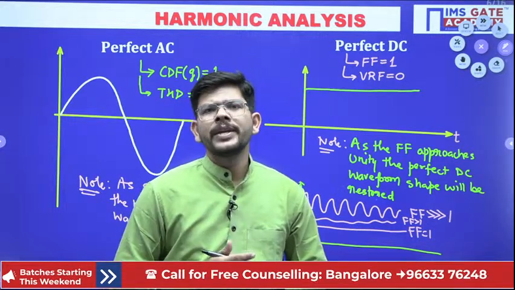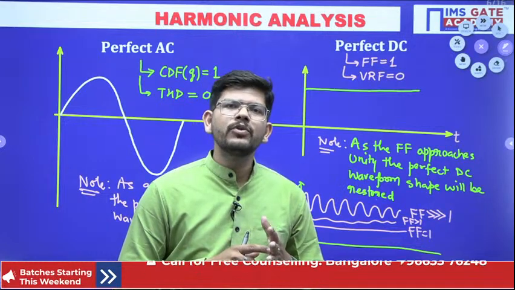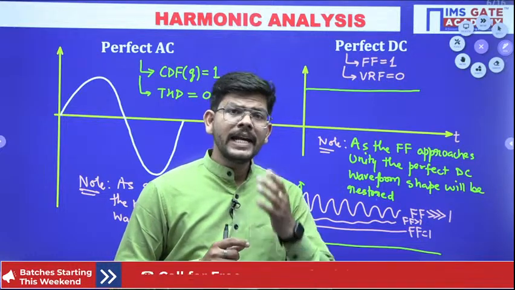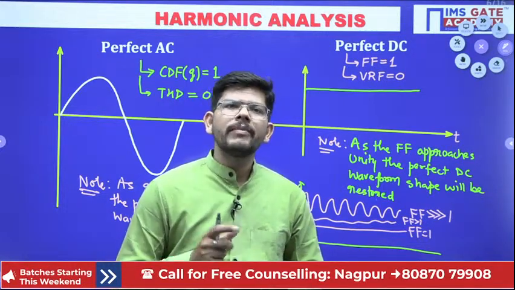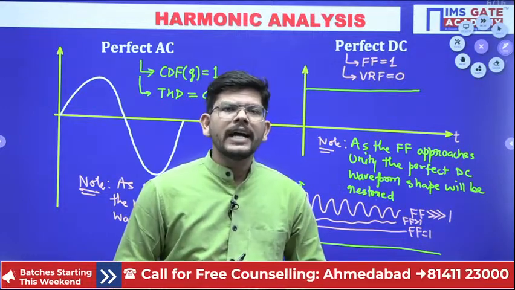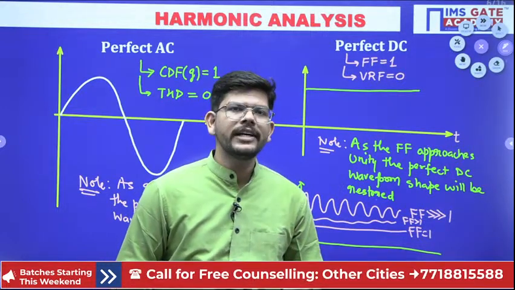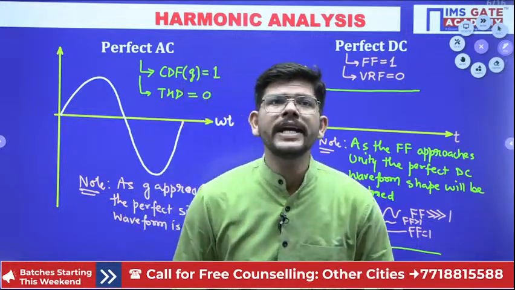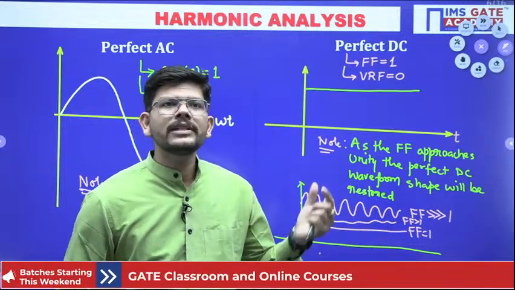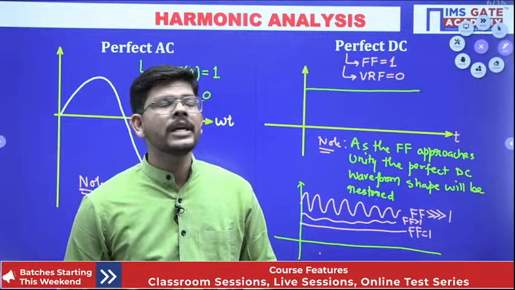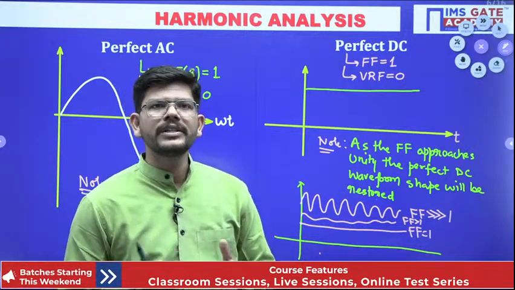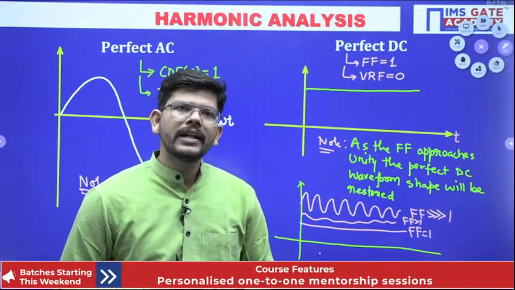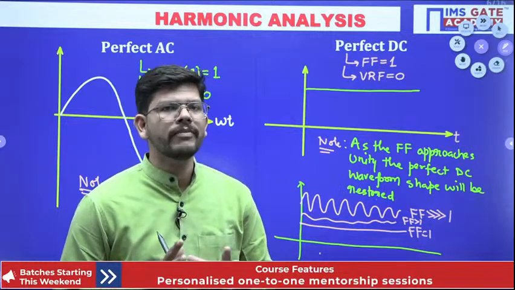So let me ask you, these CDF and THD terms you might be calculating in case of the rectifiers and inverters, but when it comes to the choppers, have you calculated THD and CDF? Just think about that. So when it comes to the harmonic analysis of the AC side of converters, CDF and THD are the terms we will be using. When it comes to the harmonic analysis of the DC side of the converter, voltage ripple factor and form factor are the terms that we will be analyzing. So I hope these concepts are very clear to you.